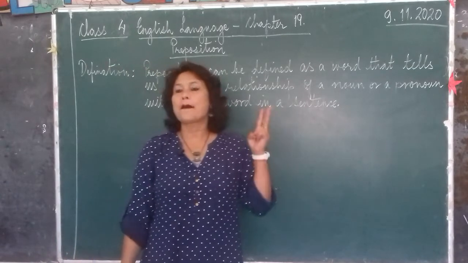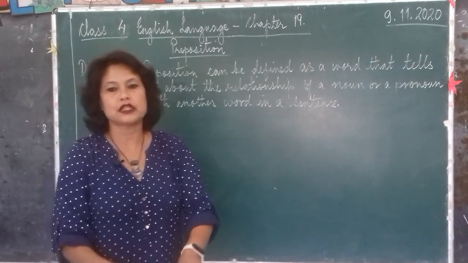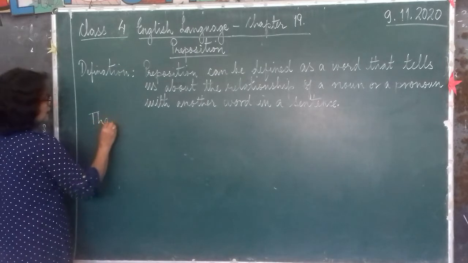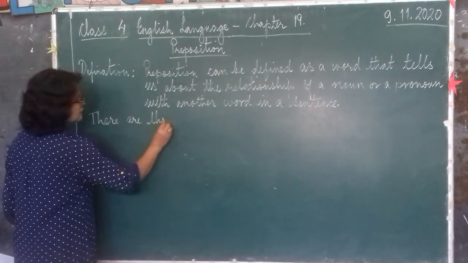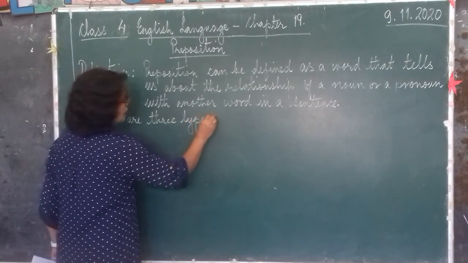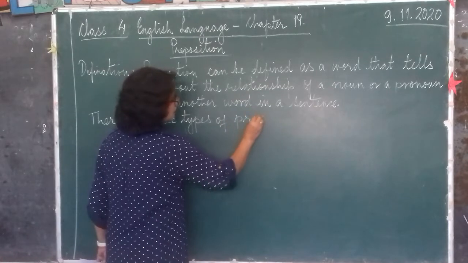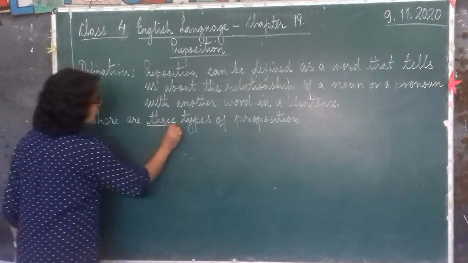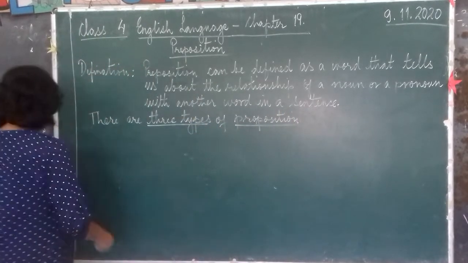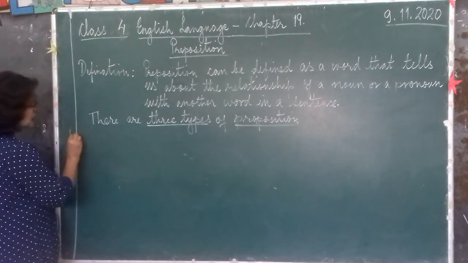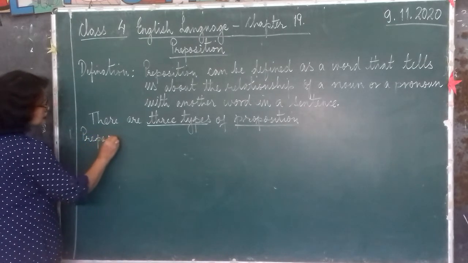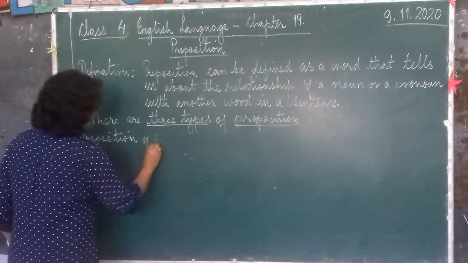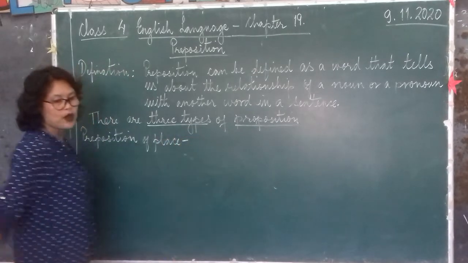There are three kinds of preposition. Let's see what are they. There are three types of preposition. Remember, there are three types of preposition. The first one is preposition of place. What is a preposition of place?